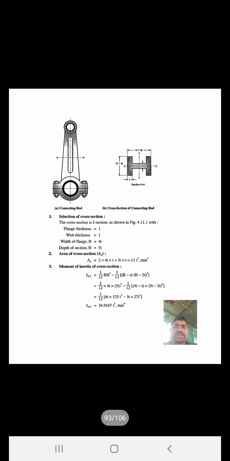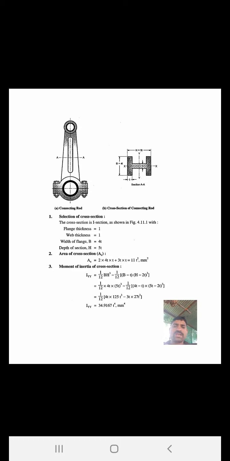First, selection of the cross section. Here the cross section is given as I section, as shown in the figure. We are assuming flange thickness is t and web thickness also t. Width of the flange B is 40, as given, and H, the depth of the section, is 5t. With the help of that given data, I have shown the section.